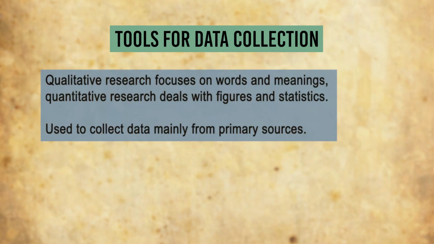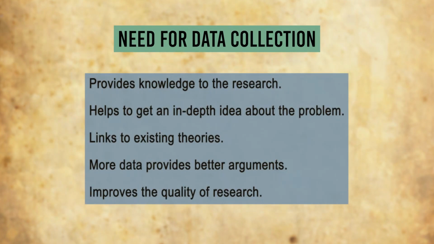Now, qualitative research focuses on words and meanings. Quantitative research deals with figures and statistics. Tools for data collection are usually used to collect data mainly from primary sources. Now, what is the need for data collection? Data provides us knowledge for the research. It helps to get an in-depth idea about the problem. It links to existing theories. It also provides better arguments and improves the quality of the research.